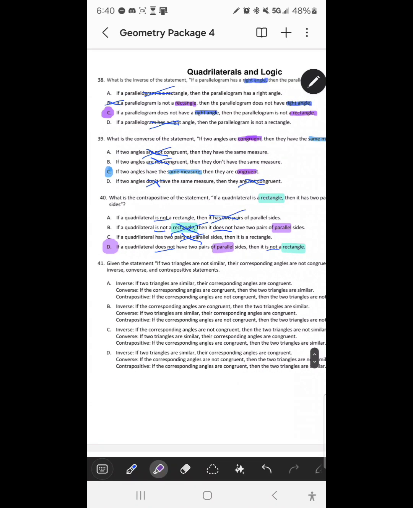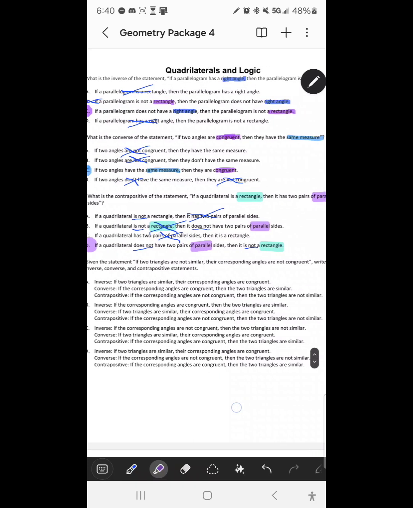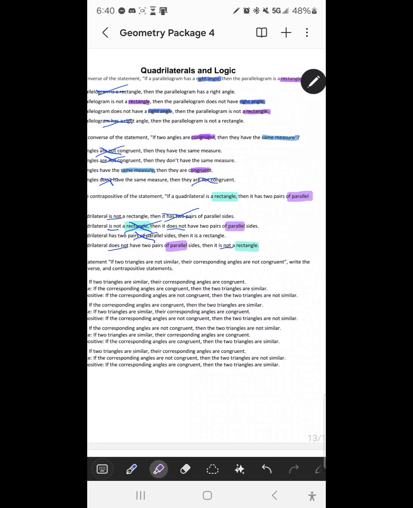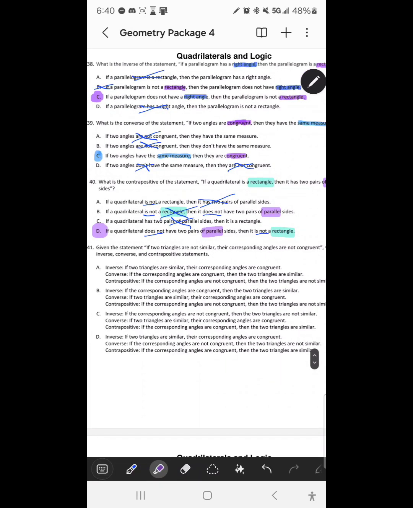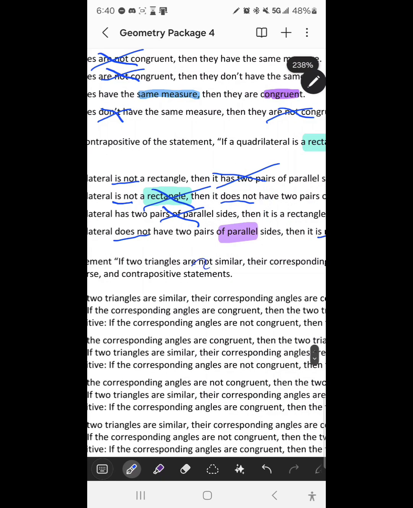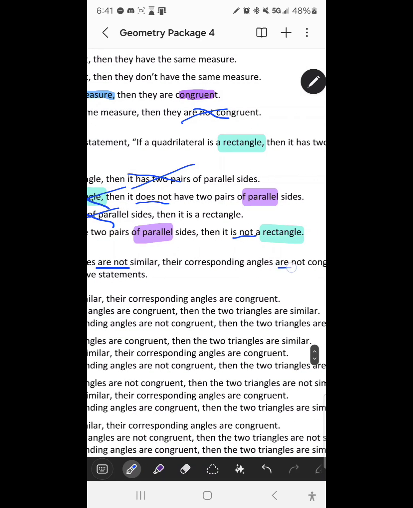Now to 41. Given the statement, if two triangles are not similar, their corresponding angles are not congruent, write the inverse, converse, and contrapositive statement. Now this can be tricky because we start with a not. This is our starting point, this is not an inverse, this is not a contrapositive. This is our condition, but we start with a not.